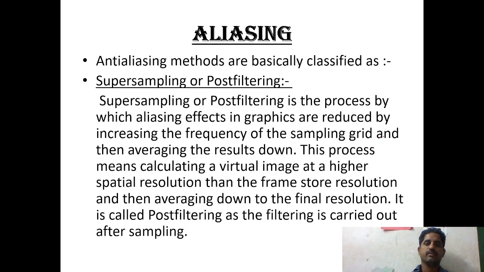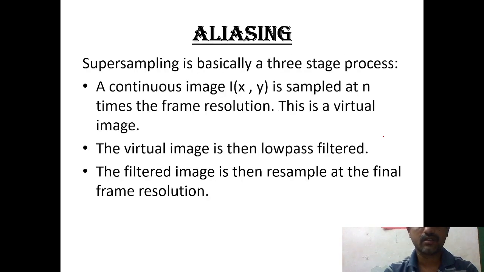Next, anti-aliasing methods are basically classified into two: the first one is supersampling, and the next one is post sampling.